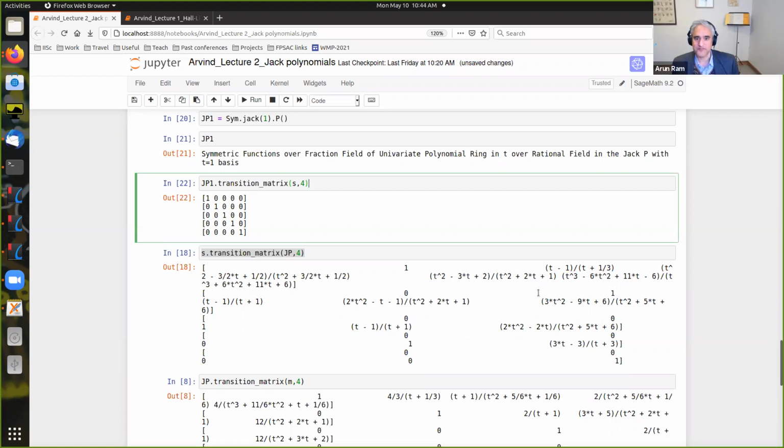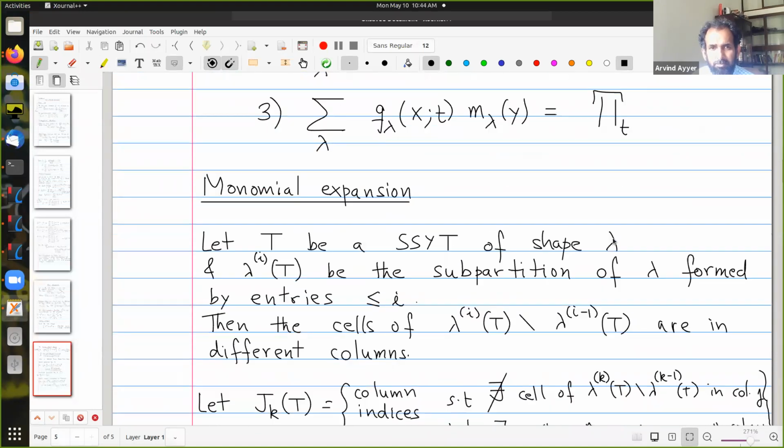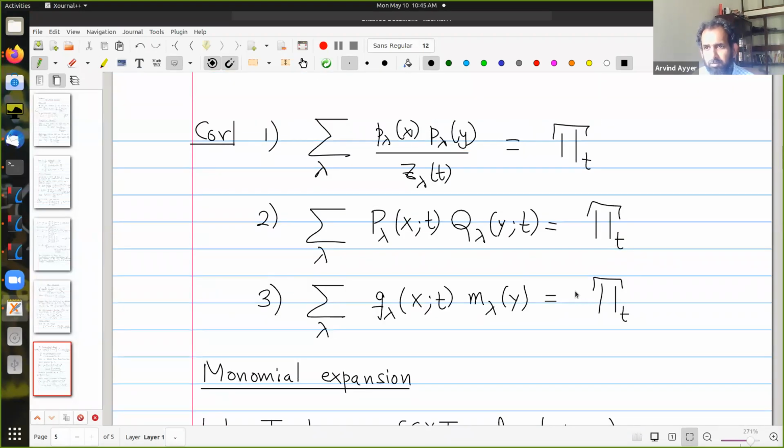Yes, I didn't talk about the big Schurs. There is another identity, I mean, this kind of identity also involving big Schurs. It would take some time to define.